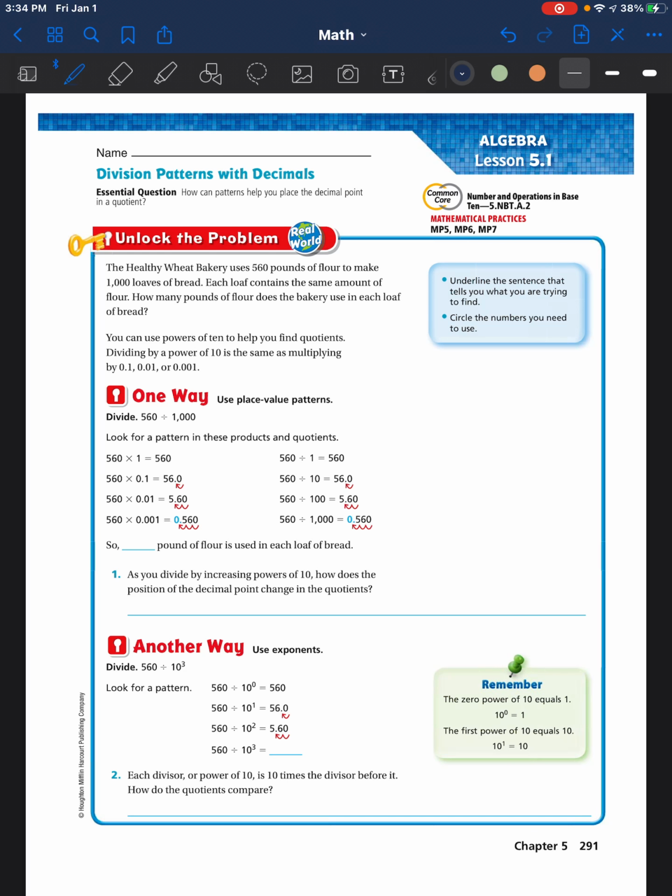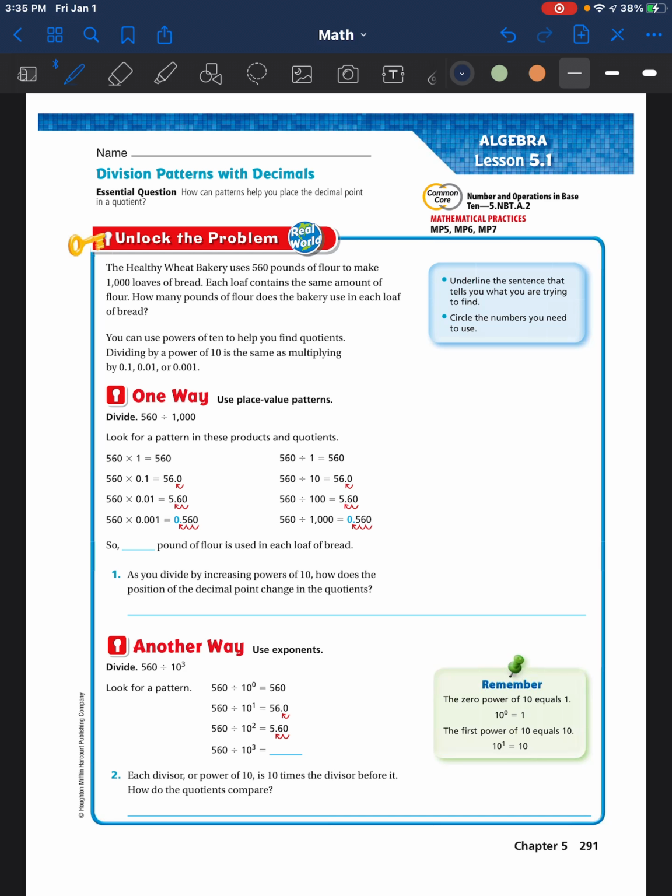Hi everyone, today we're going to start chapter 5 and we are going to start with lesson 5.1 on page 291 in your workbooks. So today we start talking about dividing decimals. It starts out with working with powers of 10, just like all the other chapters have.